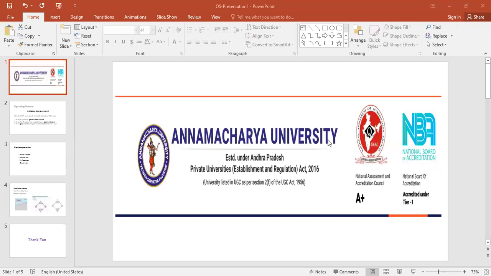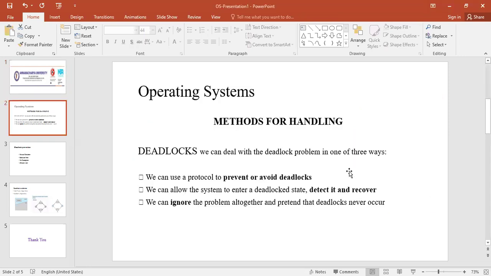So in the last class, we discussed the topic of characteristics. In that we mainly have mutual exclusion, hold and wait, no preemption, and circular wait. Now, continuing the topic, we have methods for handling deadlock.